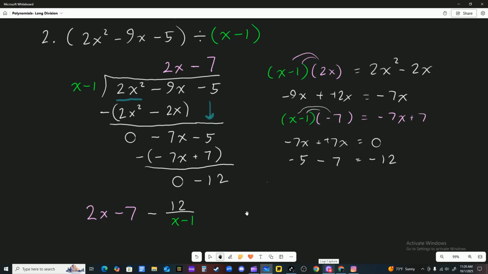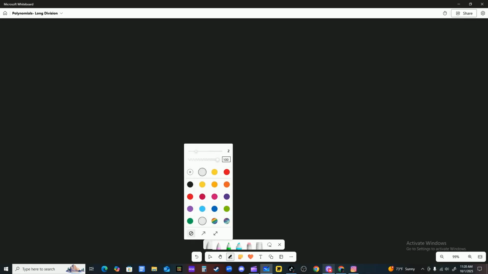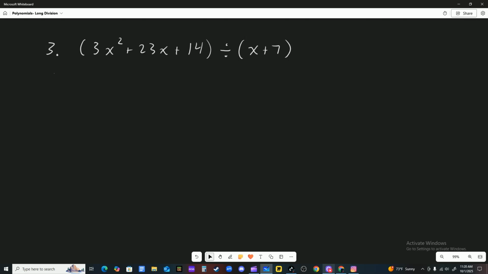Don't judge. Right? Let's do another example. And this time I'm not going to color code it because it's taking me a lot of time. So number 3. Maybe I might color code some pieces. So I have the polynomial 3x squared plus 23x plus 14. That's an ugly 14. Divided by the polynomial x plus 7. Just like that. X plus 7.